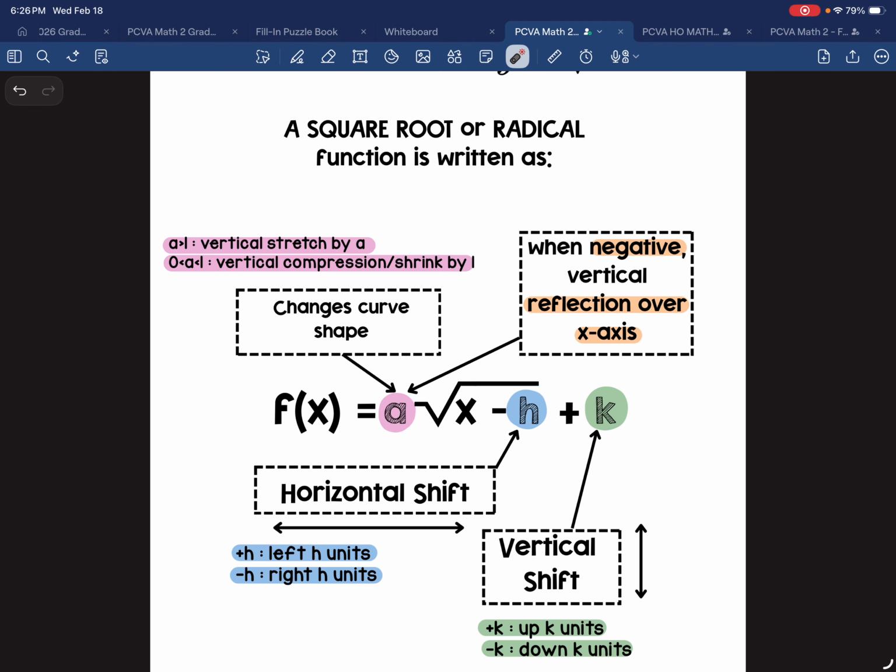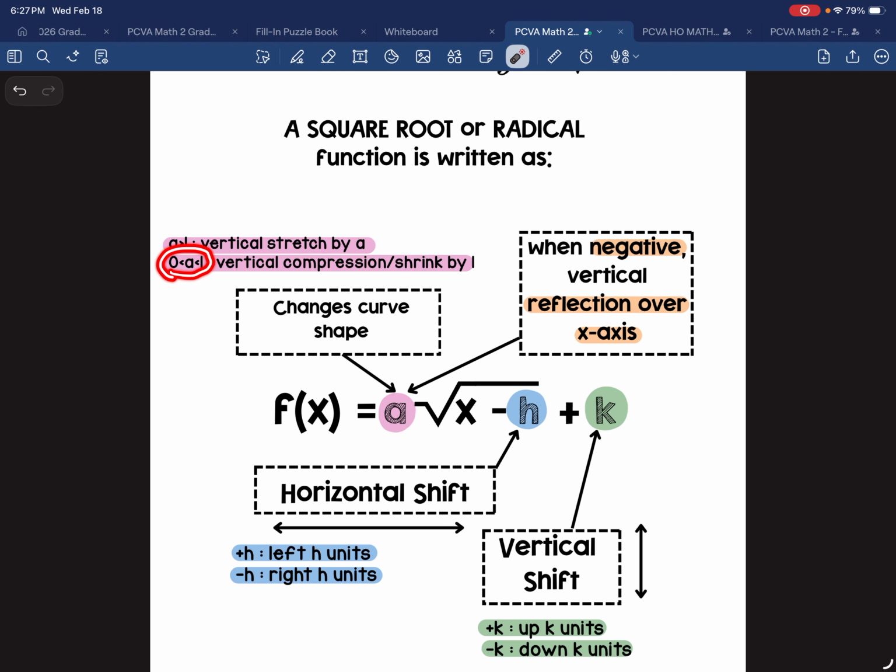So the first transformation that we're going to look at is what happens if I have a number that's outside the square root and it's being multiplied. Well, there's a couple of things that can happen, and we're going to split this into two separate pieces. So this a value, if the a value is greater than 1, we call that a vertical stretch. If you think about slime and stretching it vertically, it's actually going to make it look skinnier, but it's stretching the y values and they're getting bigger as the x's are smaller. So if the a value is greater than 1, it's a vertical stretch by whatever the a value is. That's called the scale factor.